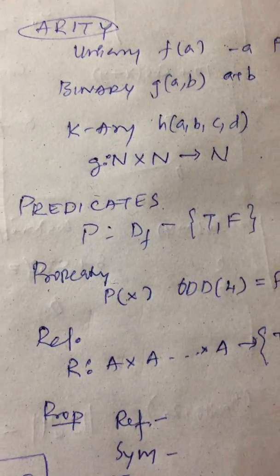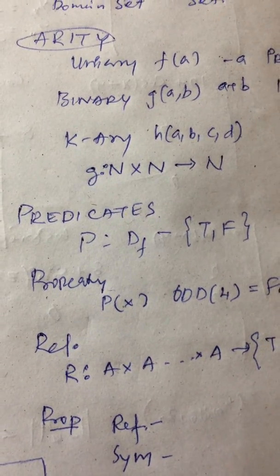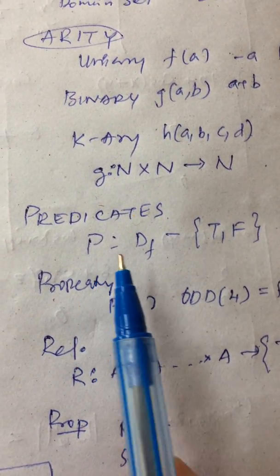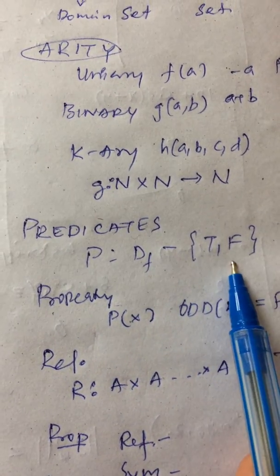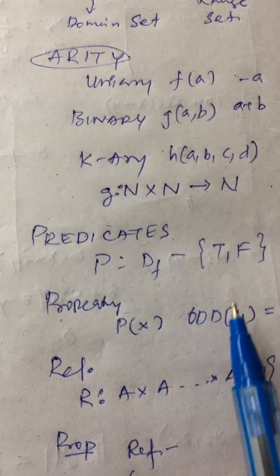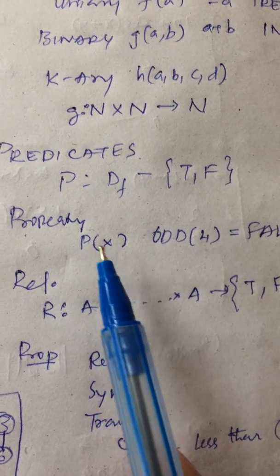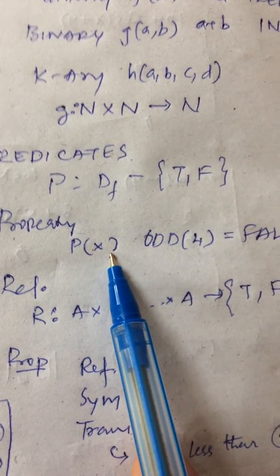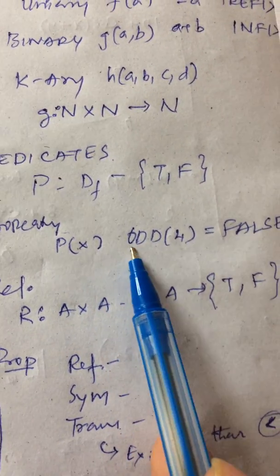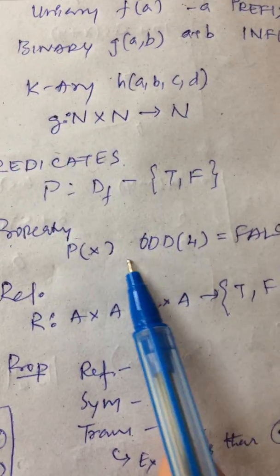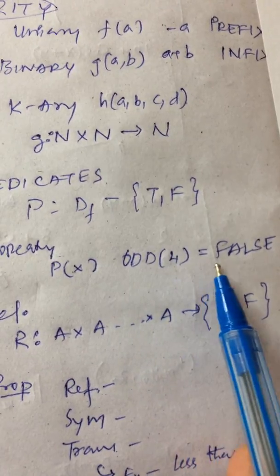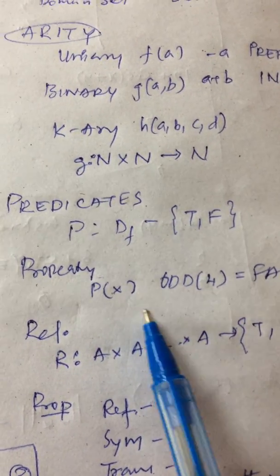Next we have the predicates. Predicates are something in which you have an input domain and you get bools as output, either true or false. So for example, p of x is a predicate, either it is true or false. Like we have odd number: is 4 odd? No, so it is false, so it is a predicate.